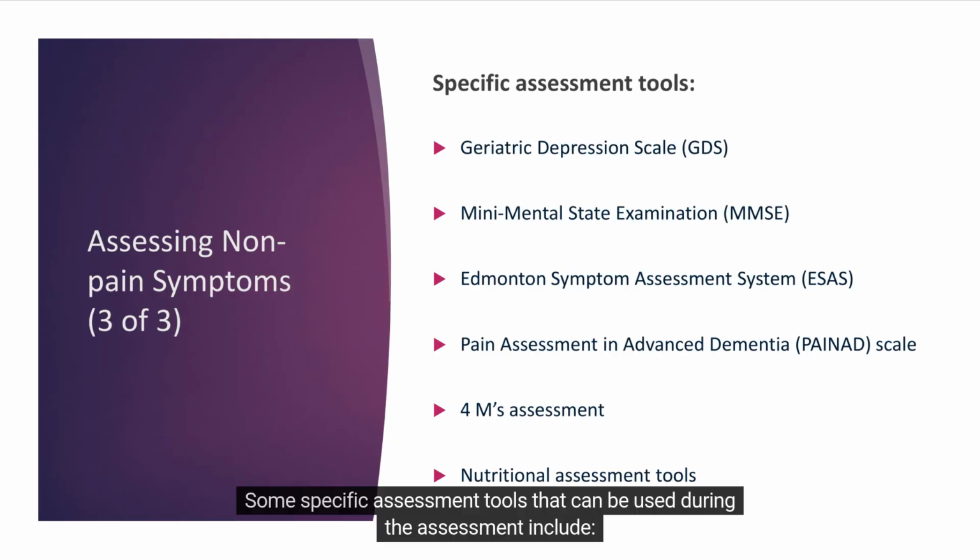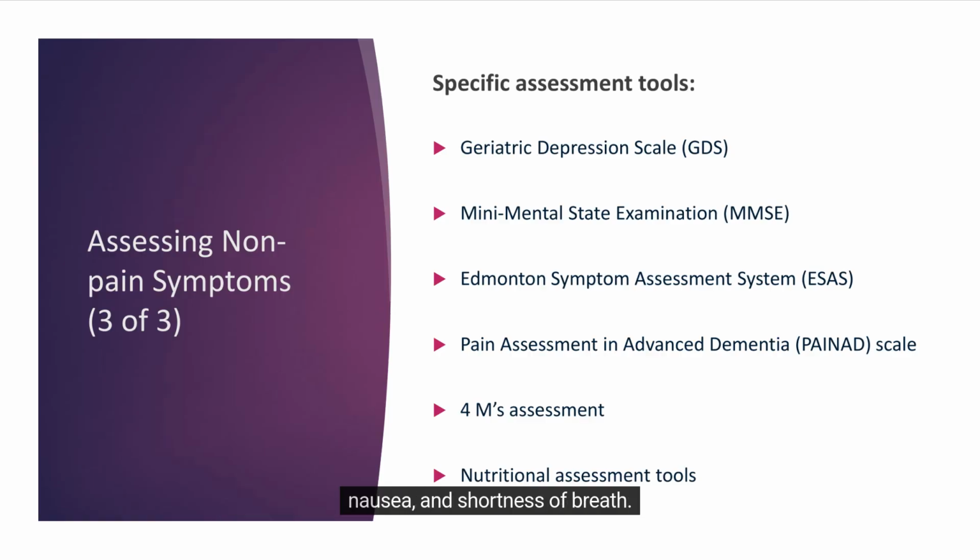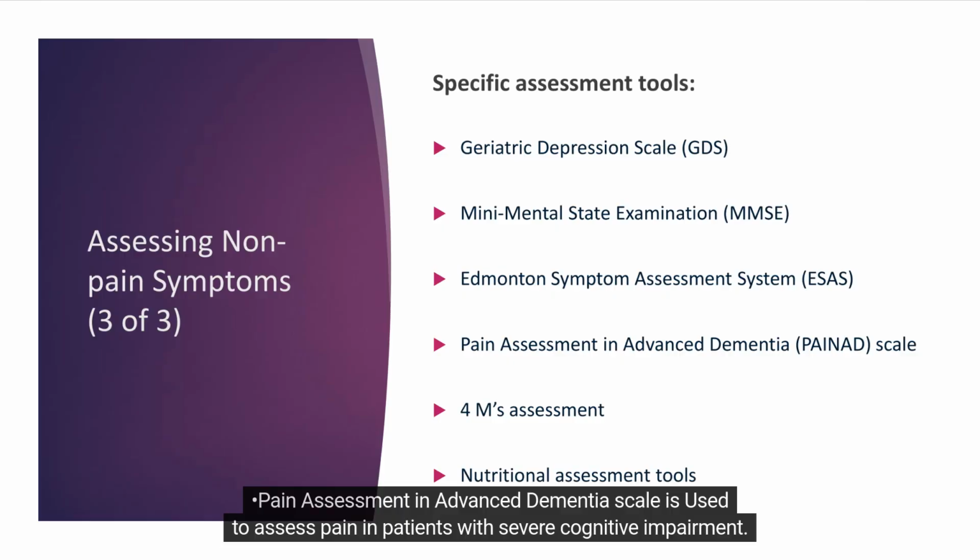Some specific assessment tools that can be used during the assessment include Geriatric Depression Scale, a screening tool for depression in older adults. Mini Mental State Examination, a cognitive assessment to evaluate for cognitive impairment. Edmonton Symptom Assessment System, a comprehensive tool to assess various symptoms including pain, fatigue, nausea, and shortness of breath. Pain Assessment and Advanced Dementia Scale is used to assess pain in patients with severe cognitive impairment.